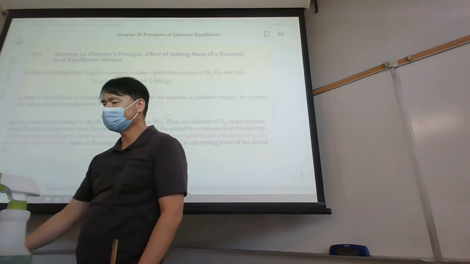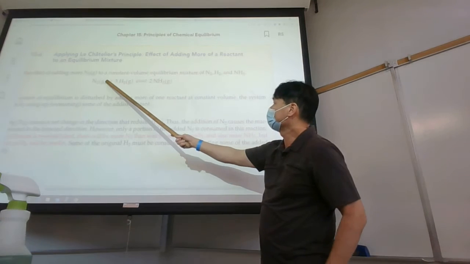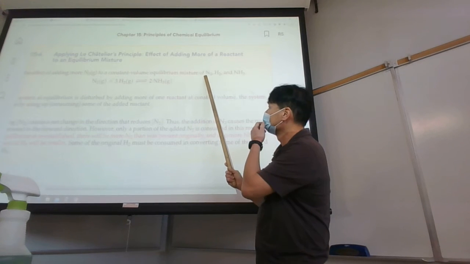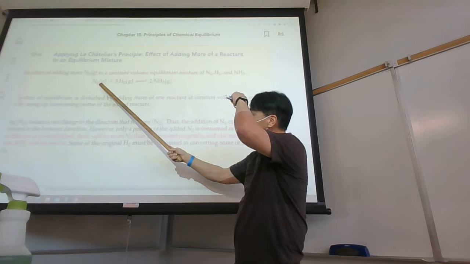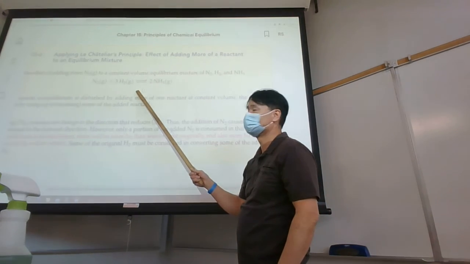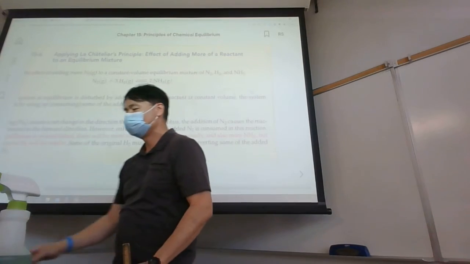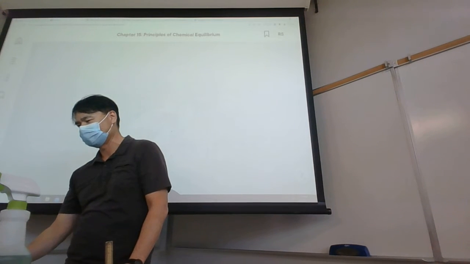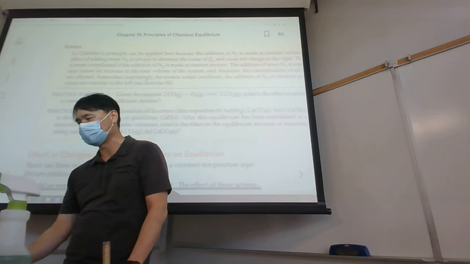All right, so let's take a look at what happens in this example here. The effect of adding more N2 gas to a constant volume equilibrium mixture of N2. So if we add more N2 at constant volume, the pressure and the concentration of N2 goes up. Which way will it shift? Right. To the right. That's it. So this is a very long answer. It just shifts right. And this long answer continues here. So we're going to skip that long answer.